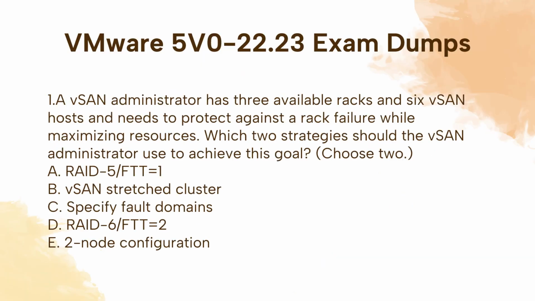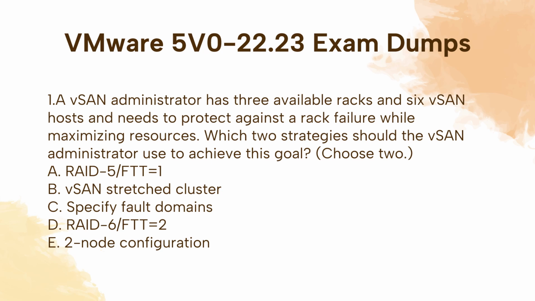1. A vSAN administrator has 3 available racks and 6 vSAN hosts and needs to protect against a rack failure while maximizing resources. Which 2 strategies should the vSAN administrator use to achieve this goal? Choose 2. A. RAID 5, FTT equals 1. B. vSAN stretched cluster. C. Specify fault domains. D. RAID 6, FTT equals 2.